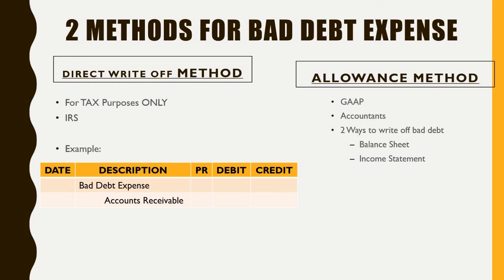Okay, so there are two ways to write off bad debt: the direct write-off method and the allowance method. The direct write-off method is only used by tax accountants, for tax purposes only, and it is primarily geared toward someone who works for the IRS. So when you're filing your taxes, this is where you can write off your debt.